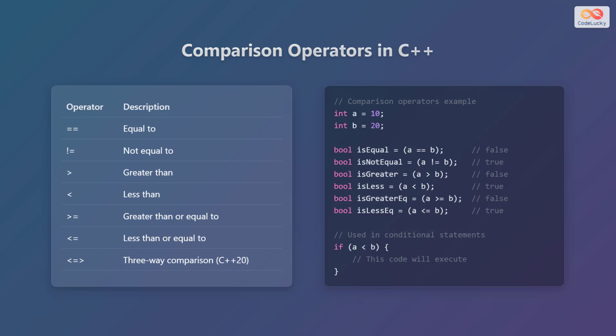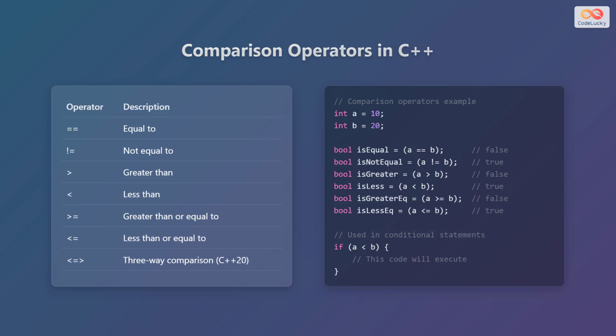We have int a equals 10 and int b equals 20. Then bool isEqual is assigned the result of a double equals b, which is false because a is not equal to b. Bool isNotEqual is assigned the result of a exclamation mark equals b, which is true because a is not equal to b. Bool isGreater is assigned the result of a greater than b, which is false because a is not greater than b.